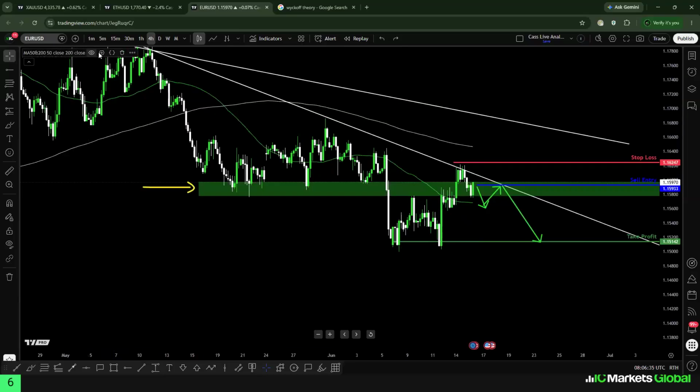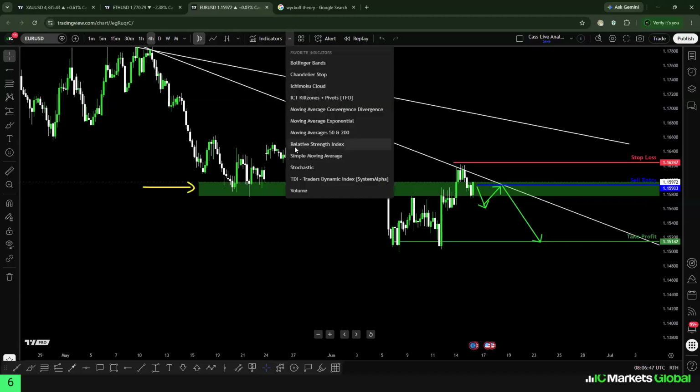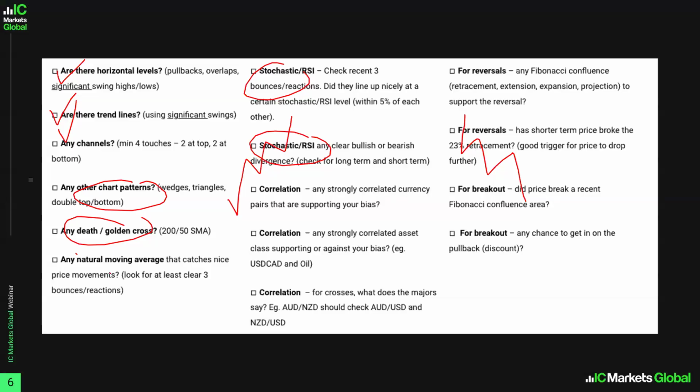Using the 50 and the 200 moving average to look for death and golden cross wouldn't be accurate. But if we are looking at the 50 and the 200 moving average, it is kind of indicating that there is a downtrend. Okay, that's one thing. So now I'm going to show you guys how to use a natural moving average.